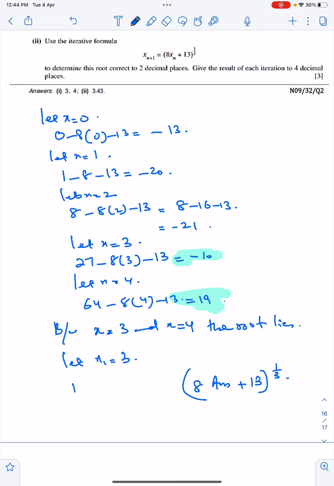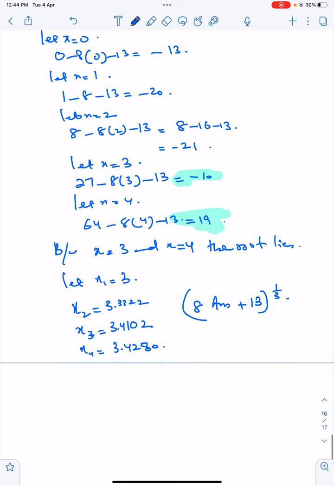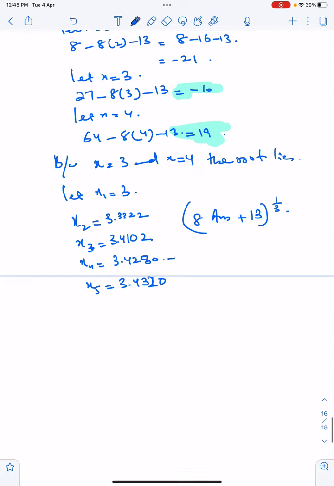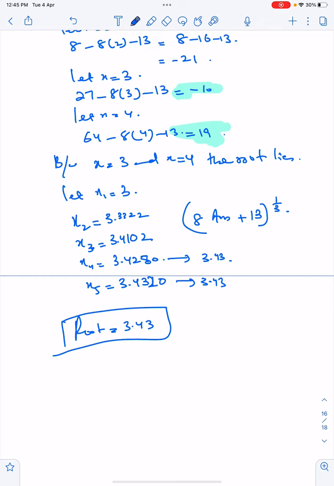So the first x2 is coming out to be 3.3322. x3 is coming out to be 3.4102. x4 is coming out to be 3.4280 if I round off. x5 is coming out to be 3.4320. You have to give the answer up to 2 decimal places. Up to 2 decimal places, this is also 3.43 and this is also 3.43. So the root is going to be 3.43 in this question.